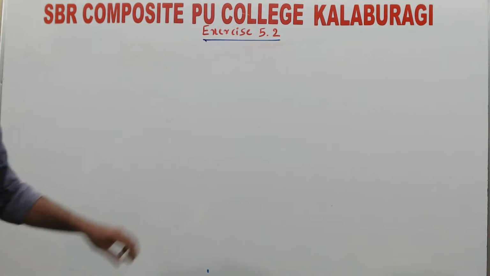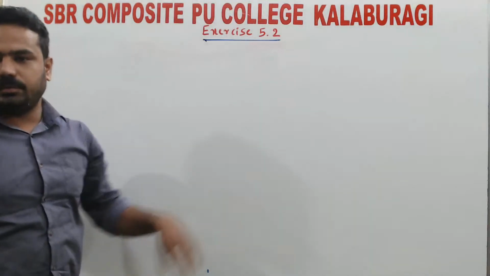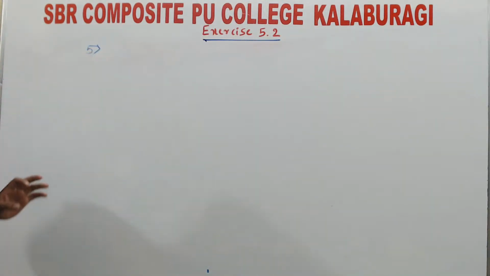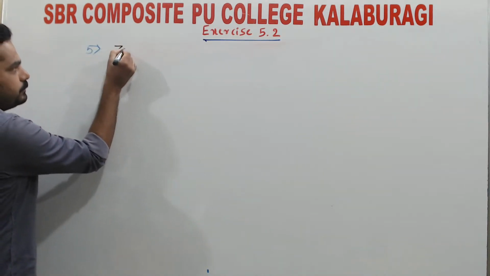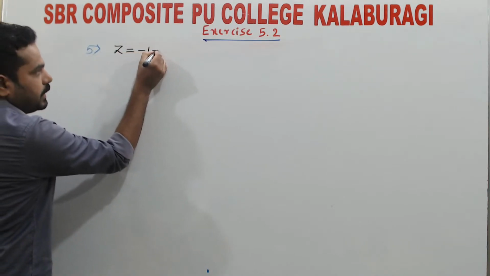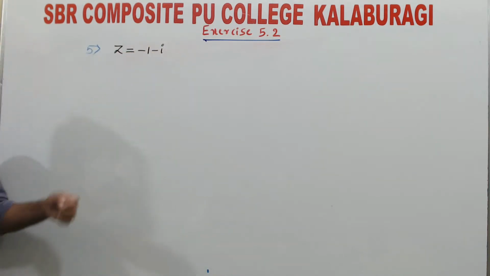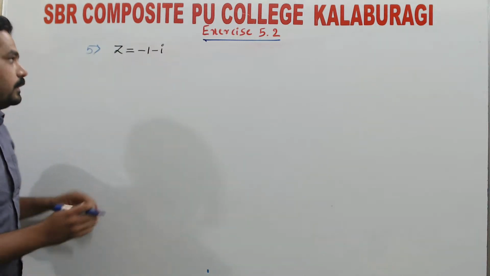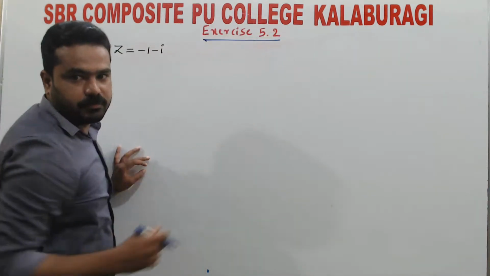One of the students asked a doubt in exercise 5.2, the fifth example. The fifth example is: given z equal to -1 minus i, convert this complex number into polar form.